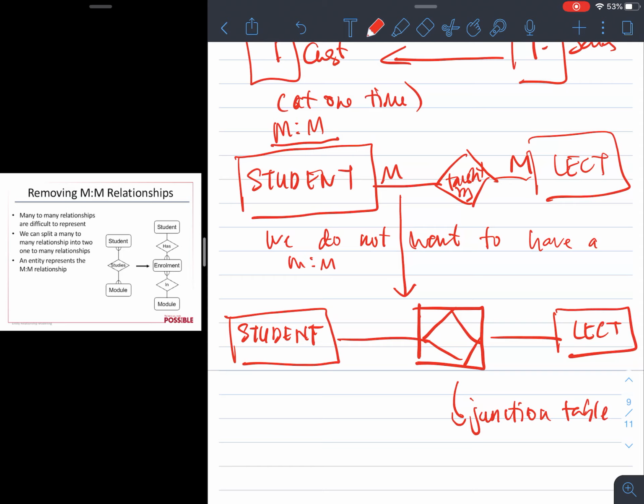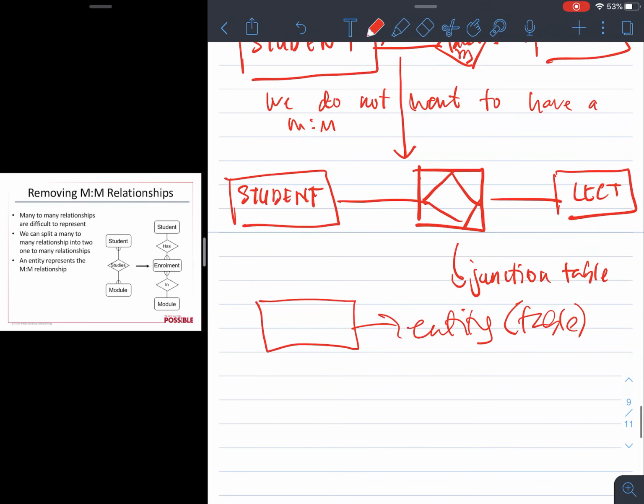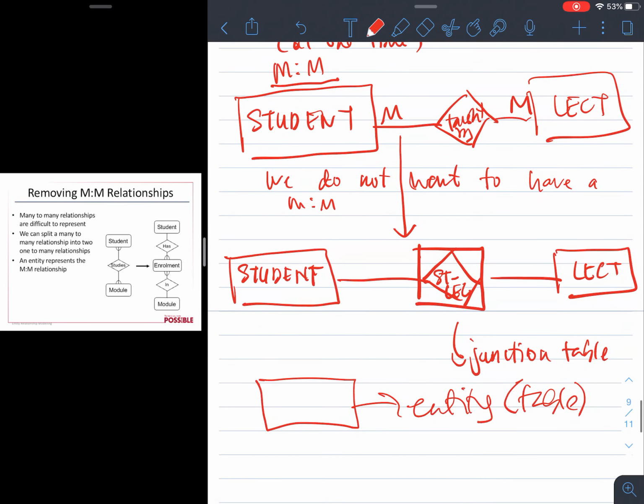You can name it appropriately, taught by, or you can change the name, because remember when this is the shape, it means this is an entity. When we say this is an entity, it means that this is a table, correct? So it is a table already. Usually people name it a combination of student and lecturer. So name this student underscore lecturer, or you can give any name. Make sure it's a meaningful name.